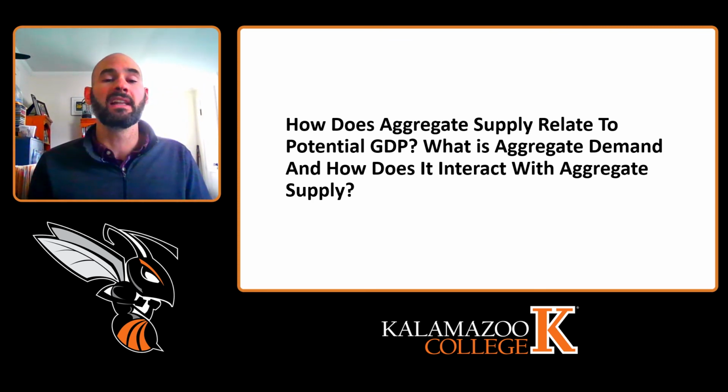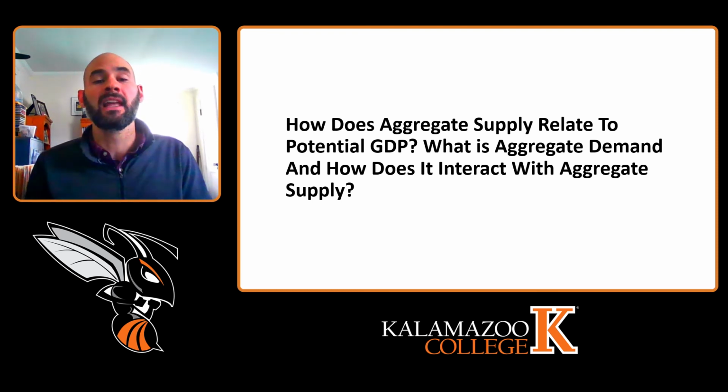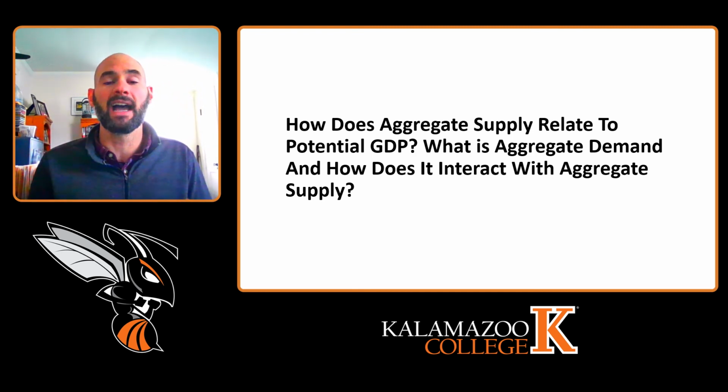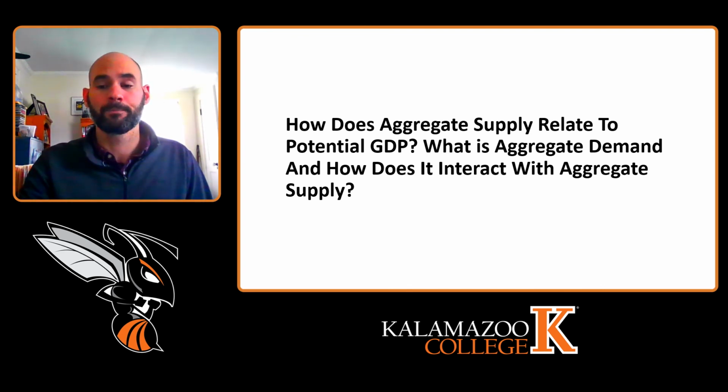But in this video, we're going to dig a little bit deeper and start thinking about how aggregate supply relates to the potential GDP and go into a little more detail about how aggregate demand in this model is a little different than the aggregate expenditure in the Keynesian cross model, and think about how it interacts with aggregate supply to reach an economic equilibrium.